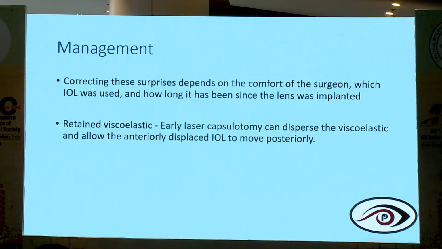Coming to the management side, correcting the surprise depends upon the comfort of the surgeon, which intraocular lens has been used, and how long it has been since the lens was implanted. This is very, very important. First, if you have retained viscoelastic, this is the only indication where you can do an early YAG capsulotomy, which can disperse the viscoelastic and allow the anteriorly displaced intraocular lens to move posteriorly.